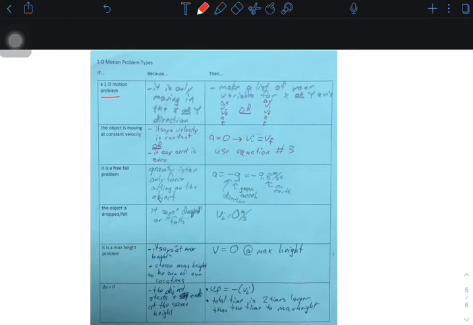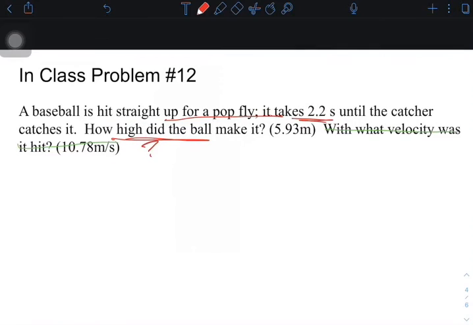So we go over to our list and we look at these problems and we say, is it a 1D motion problem? Is it only moving in the X or the Y? The answer is yes. And it's only moving in the Y direction, so we are going to make a delta Y column. Okay, there's my delta Y column.